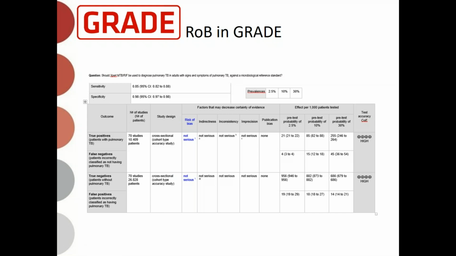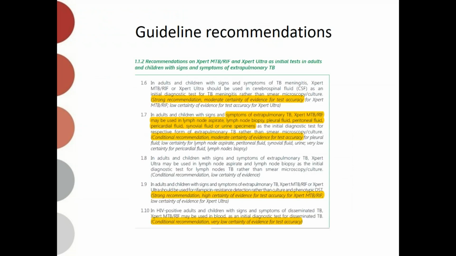And why again is GRADE important? This is very important in influencing the strength of recommendations. This is an example of a guideline that I was involved in, where we presented systematic review findings to inform the strength of recommendations. This was for the Xpert MTB/RIF test. The first example is: in adults and children with signs and symptoms of TB meningitis, should Xpert be used in CSF as an initial diagnostic test for TB meningitis rather than smear microscopy or culture?